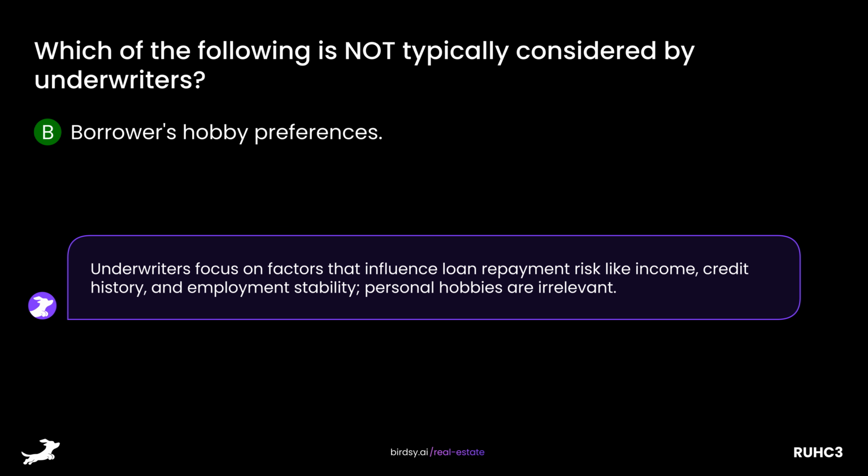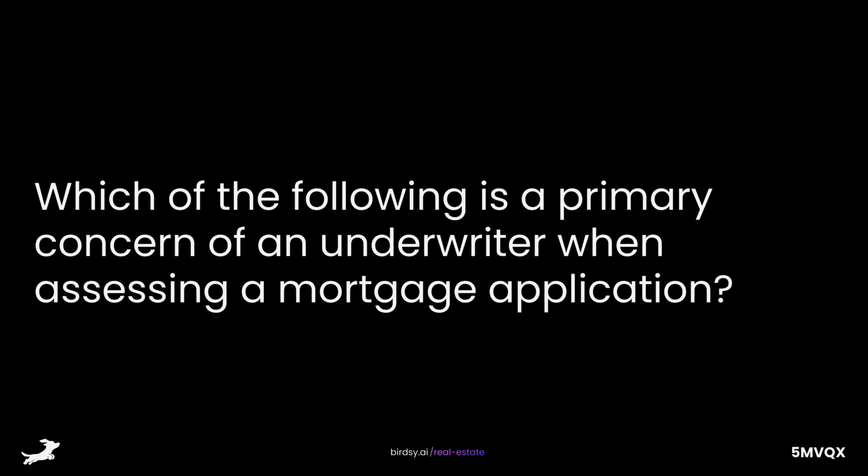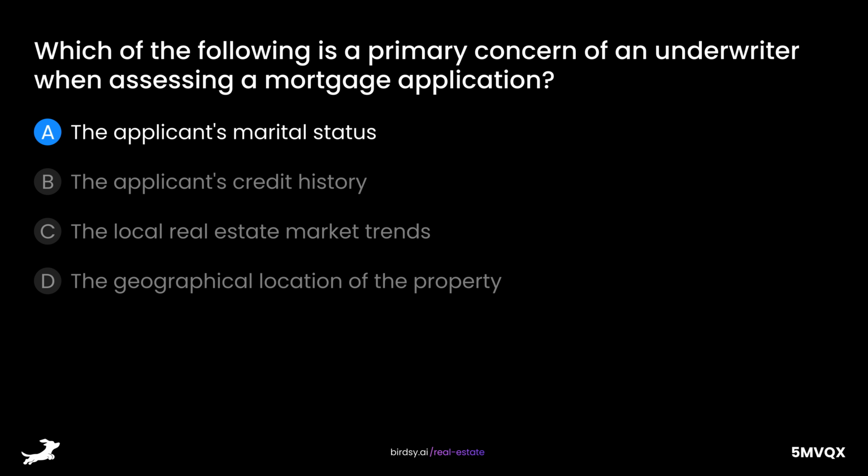Personal hobbies are irrelevant. Which of the following is a primary concern of an underwriter when assessing a mortgage application? Is it A, the applicant's marital status, B, the applicant's credit history, C, the local real estate market trends, or D, the geographical location of the property?